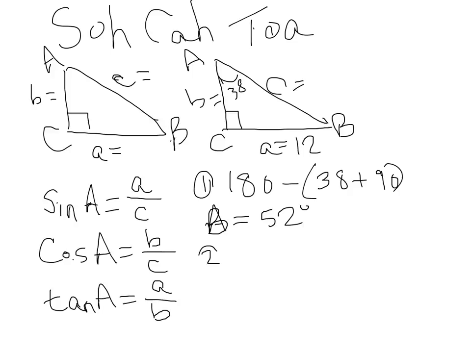Step 2 would be to solve for the remaining two sides. One of the sides we can solve for could be C, the hypotenuse. The two functions that deal with the hypotenuse are sine and cosine. Let's use sine in this case. Sine of our angle that we know, angle A, which is 38 degrees, is equal to the side opposite that angle, which is 12, over our hypotenuse C.